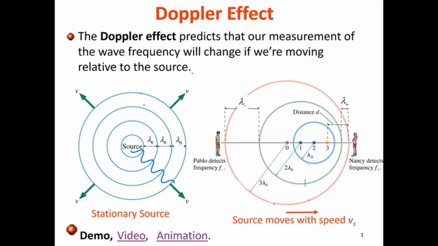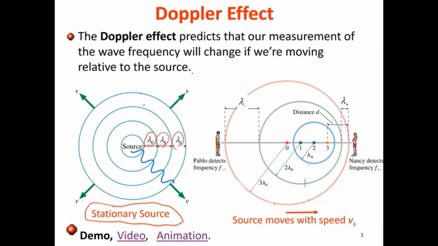The idea is illustrated in these two pictures. In the picture on the left, we have a stationary source, and there the wave crests emanate out equally in all directions and maintain their constant spacing, and that's indicated with the lambda knot that's shown in these images.